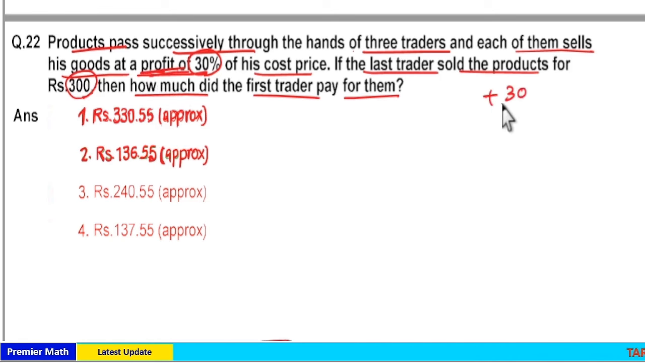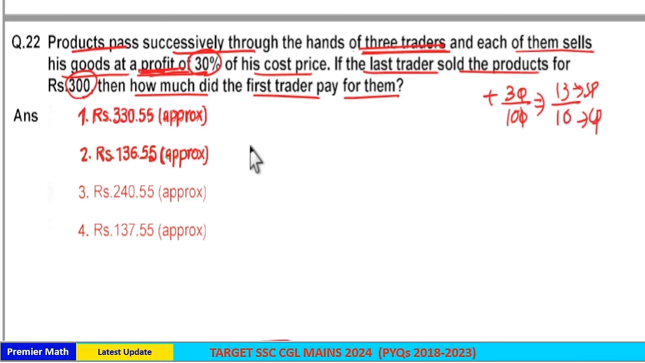Here profit is 30% means 3 parts generated out of 10 parts. That is 10 plus 3, 13, and 10 is the cost price, 13 the sell price, so the ratio is 13 to 10. Now this product passed through 3 traders with the same profit. If you multiply this 13 by 10 three times, you will get the final sell price and initial cost price ratio. That is 13 cube by 10 cube.